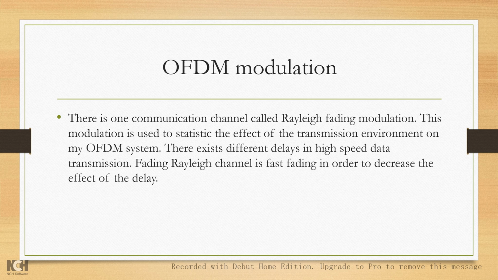There is one communication channel called Rayleigh fading, and this model is used to statistically capture the impact of the transmission environment on my OFDM system. There exist different delays in high-speed data transmission. The Rayleigh channel is fast fading, in order to decrease the effect of the delay.